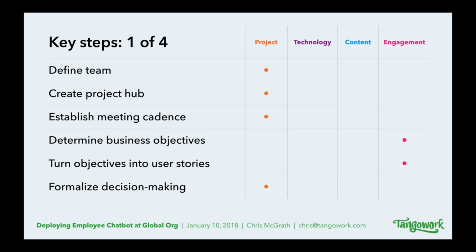And then the last step on this page is to formalize your decision-making process, what we often call a RACI: who is responsible, who is accountable, who is consulted, and who is informed for the major steps of the project. So the overall project success, and then each of these streams, technology, content, engagement, who's responsible, who's accountable, and who's consulted and informed. And making those decisions up front just makes for a smoother project.